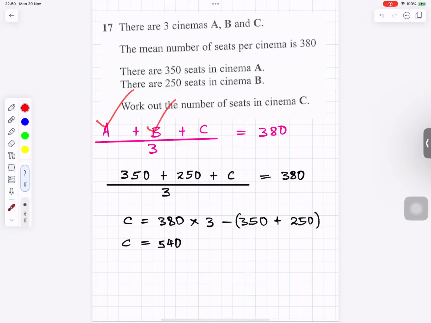So we add A plus B plus C divided by 3 because there's 1, 2, 3. So we put in the numbers 350, 250. We don't know what C is. So we want to solve this to get C. So it's take 3 to the right, 380 times 3 minus 350 plus 250. And 540 is the number for C.